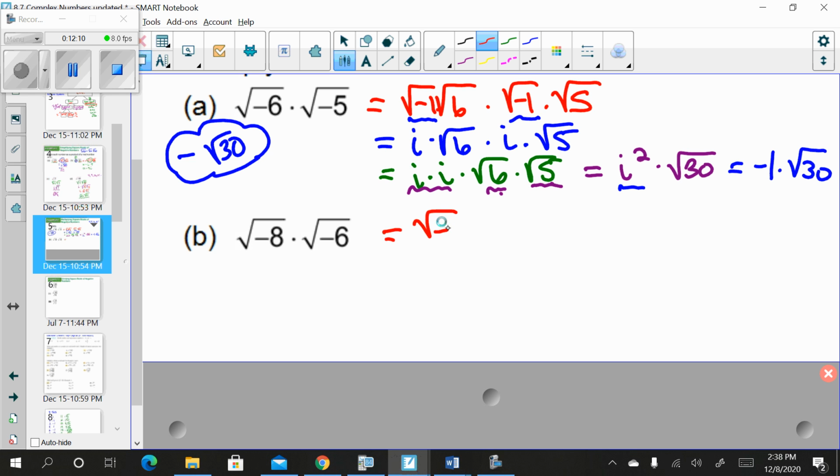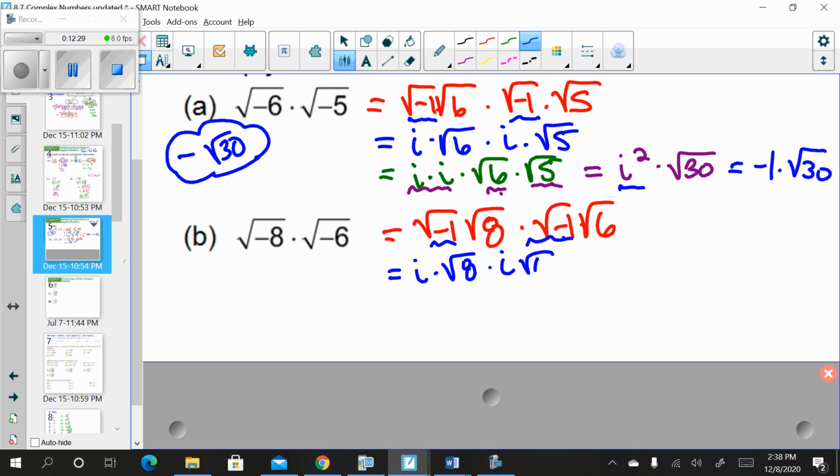All right, so square root of -8 would be square root of -1 times square root of 8. And square root of -6 would be square root of -1 times the square root of 6. So we're starting with that same idea. Get those imaginary units out. Anytime you see a square root of -1, that's an i. So i times the square root of 8. And then square root of -1 is another i times the square root of 6.